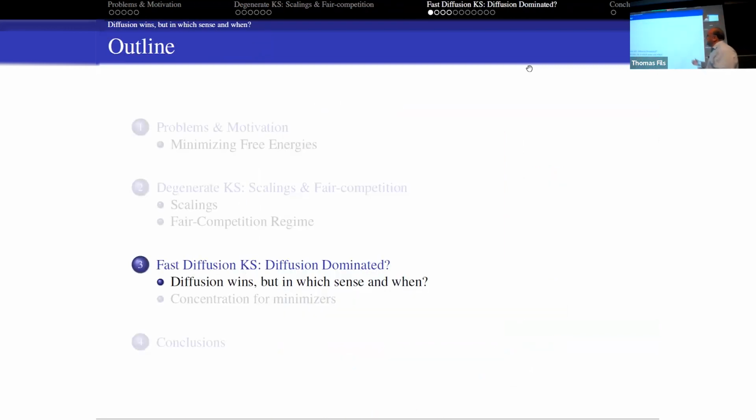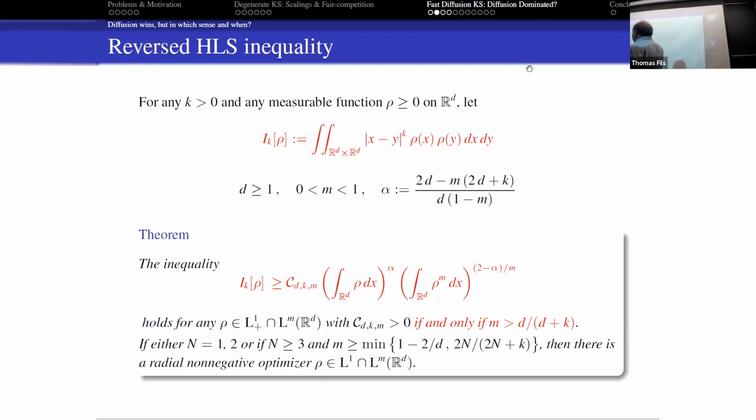Again, the question is, in the diffusion dominated case at least, the diffusion will win, but in which sense and when? You will see what I mean by this. First of all, we realized that, again, there is a functional inequality that plays a role. The functional inequality is what is called a reverse HLS inequality. The idea is somehow simple. If we now take k positive, we go to the range in which m is less than 1. So we see already that the role of the two functionals changes sign, both of them. So it's not so unnatural to think, is there a functional inequality similar to what we had before, but in the other direction? This is what we call a reverse HLS inequality.